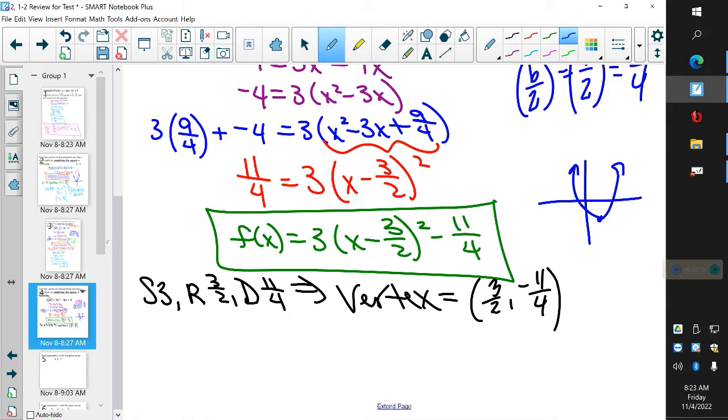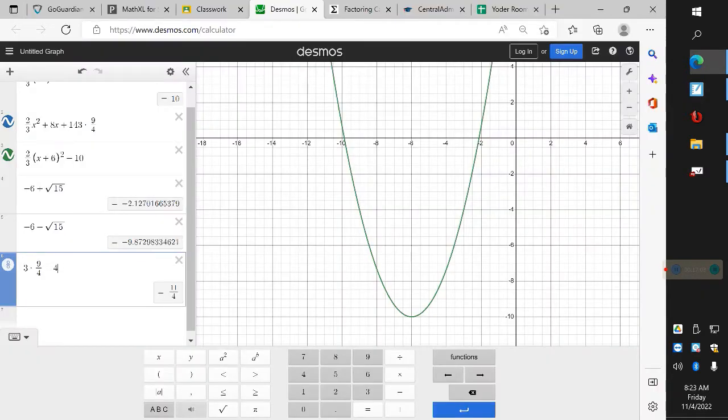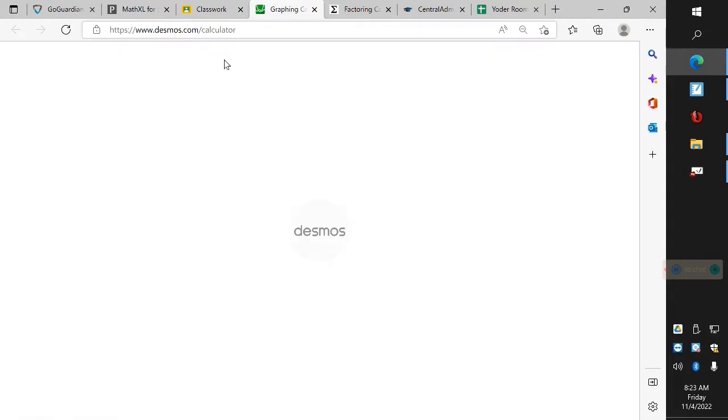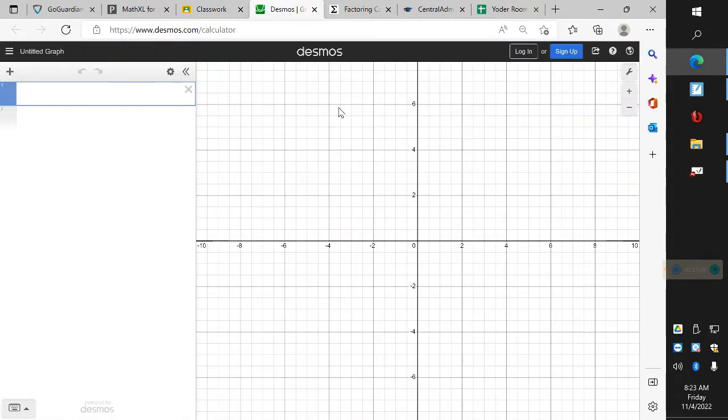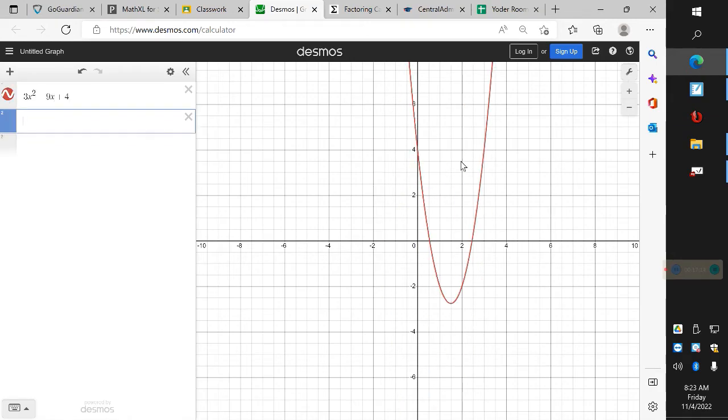So at this point, I freeze and I go back over to Desmos. I am going to check this, and I'm going to put in the original problem, which was 3x² - 9x + 4. That's the original function. Now I'm going to put in what I got, which is 3(x - 3/2)² - 11/4. Positive or negative 11/4? So they are the same. I check this. Yep, that's good.